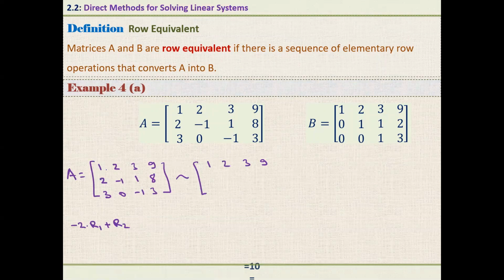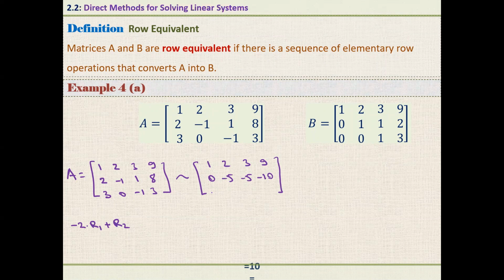If you do so, negative 2 times 1, negative 2 plus 2, that's equal to 0. Negative 2 times 2, negative 4 plus negative 1, that is negative 5. Negative 2 times 3, negative 6 plus 1, negative 5. Negative 2 times 9, negative 18 plus 8, that is minus 10. And here we have 3, right?